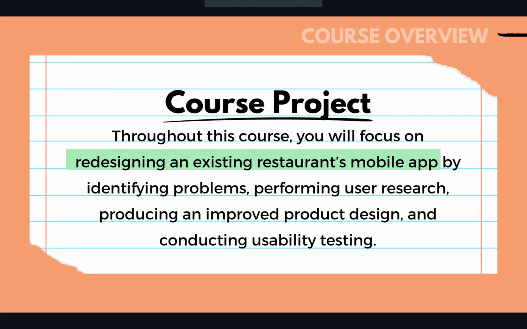So let's discuss our course project. Throughout this course, you will focus on redesigning an existing restaurant's mobile app. You were able to choose between Texas Roadhouse, Panera Bread, and you also were able to select your own mobile app if it was approved. Now, you're going to focus on identifying the problems within that existing mobile app, performing user research, producing an improved product design, and then conducting usability testing.